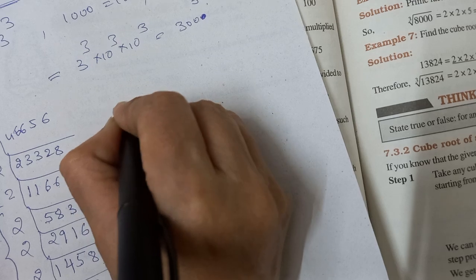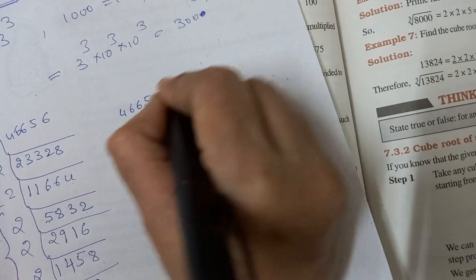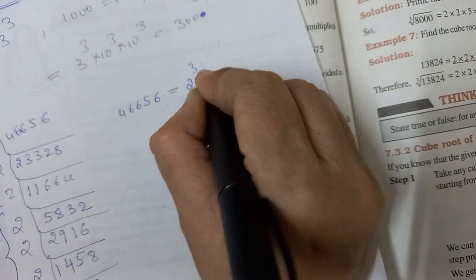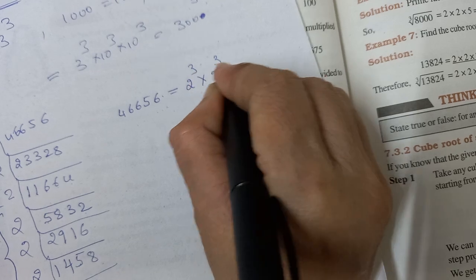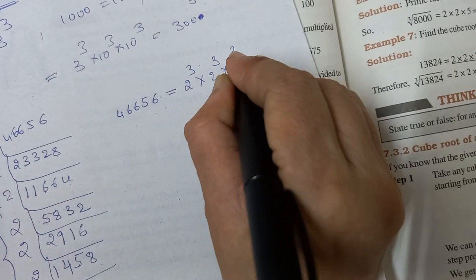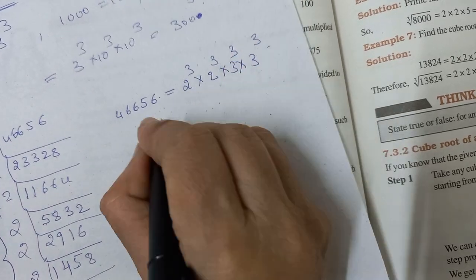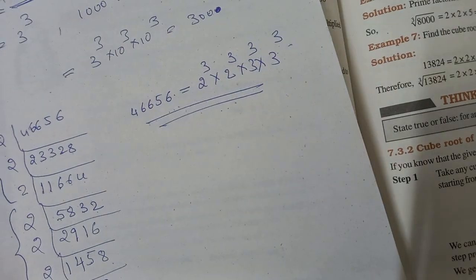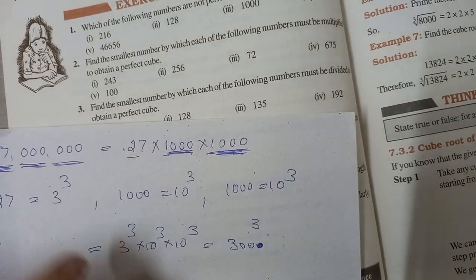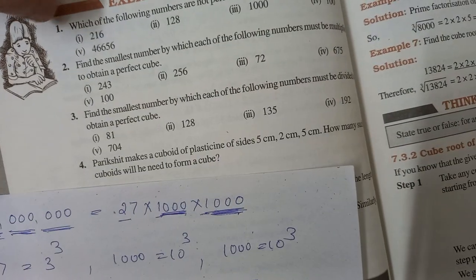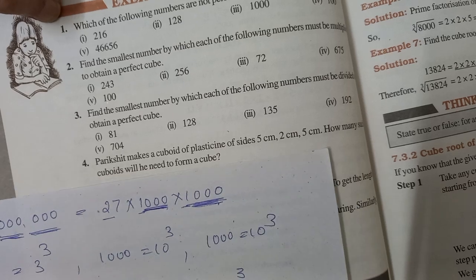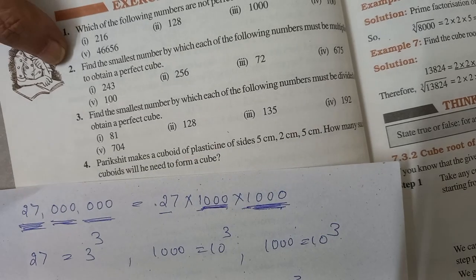Therefore, 46656 is equal to 2 cube into 2 cube into 3 cube into 3 cube. So this is a perfect cube. The last one of the first main. Got it? Now the second main.